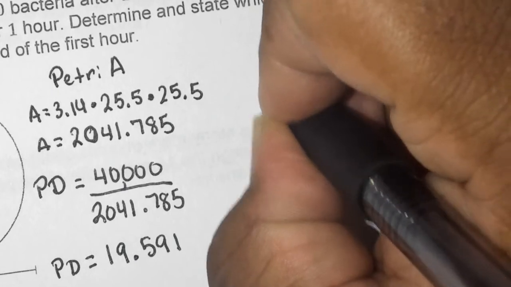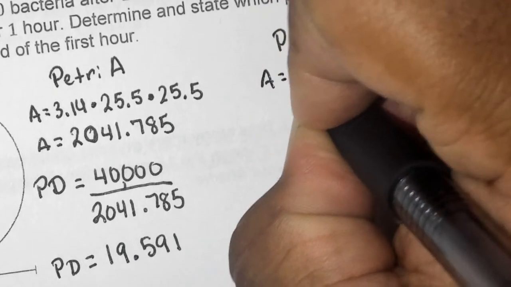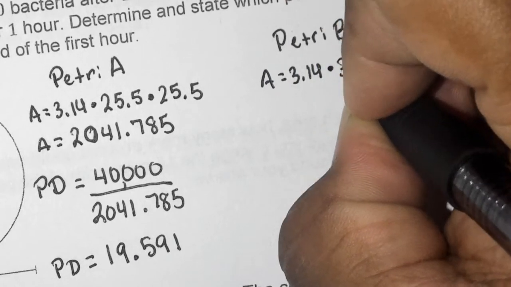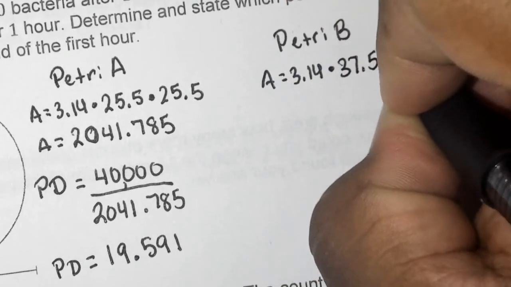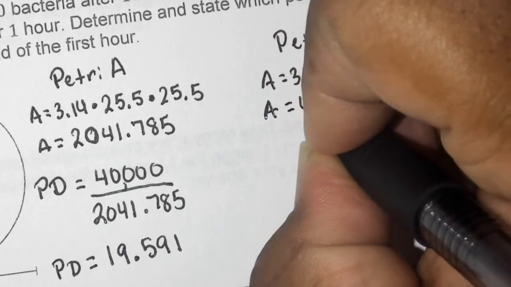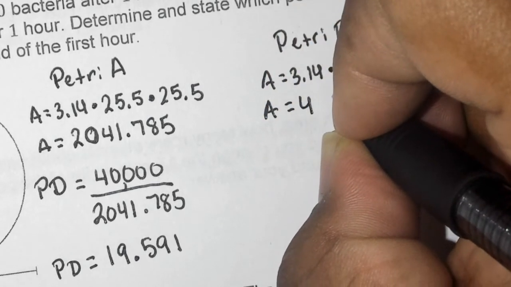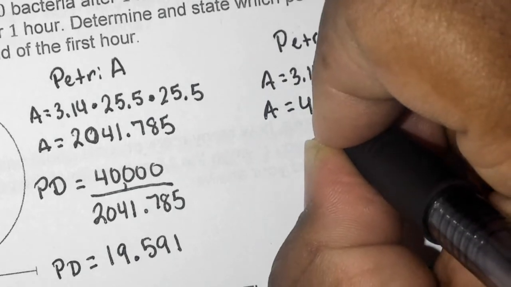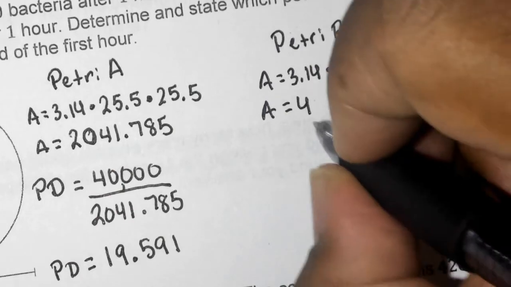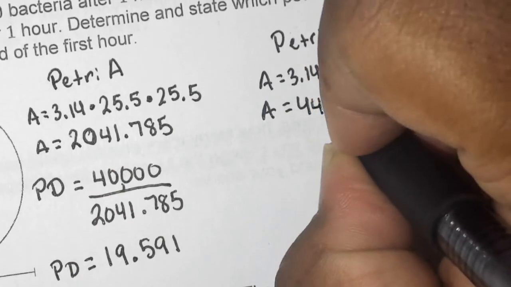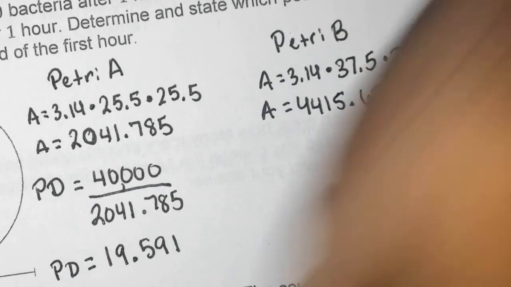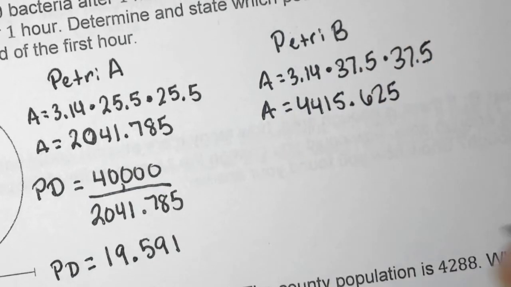Alright, so A equals 3.14 times... I need that number one more time. 4,781.25. Recalculate. 44.15. There we go. That's what I got. I see where I messed up. I forgot the 1 4.